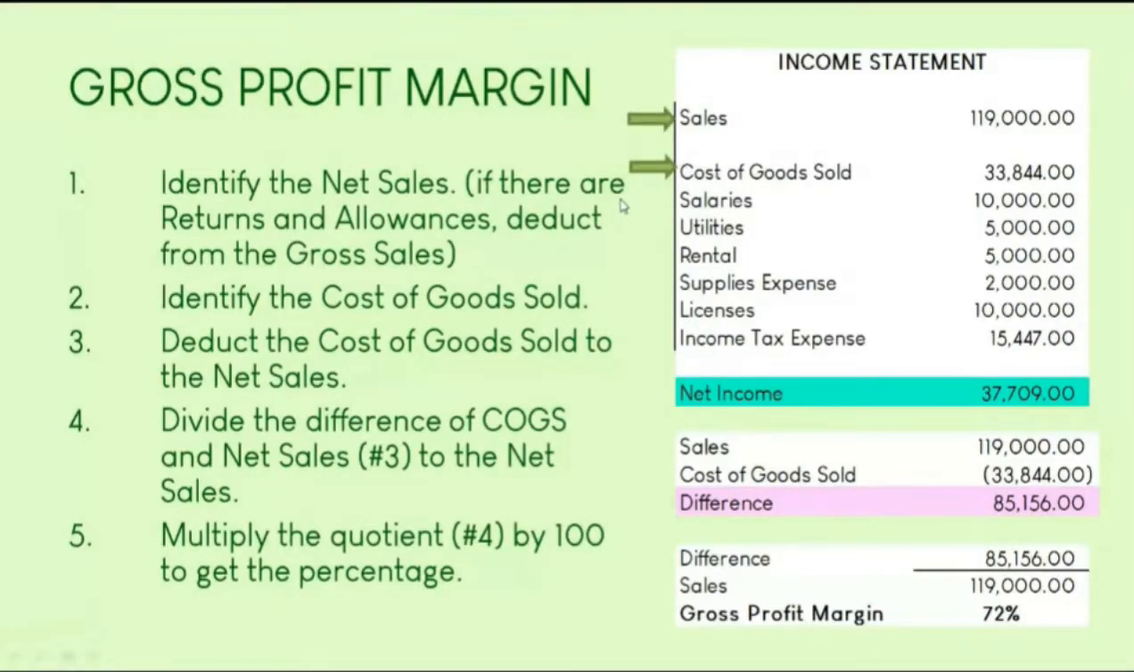So let's repeat the process. We first identify our net sales. Then we also identify the cost of goods sold. We need to get their difference. That is step number 3. Then we use the difference and the sales to get the gross profit margin, and then we convert it into the percentage. Try solving for this. Just disregard the misplaced commas.